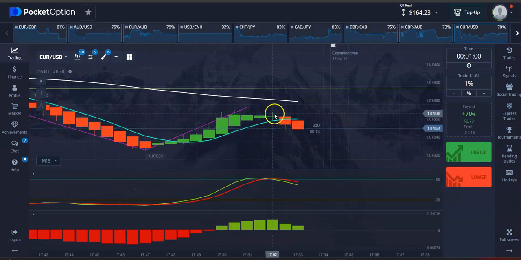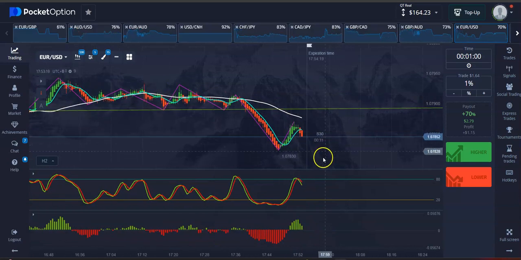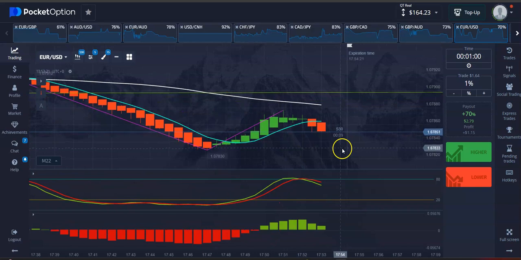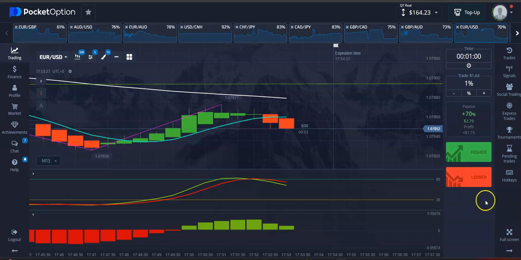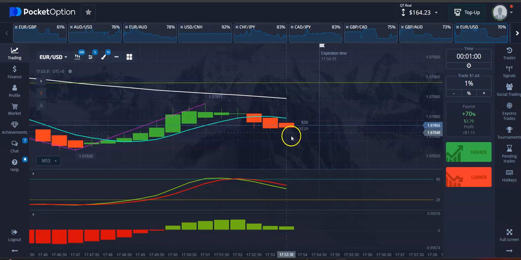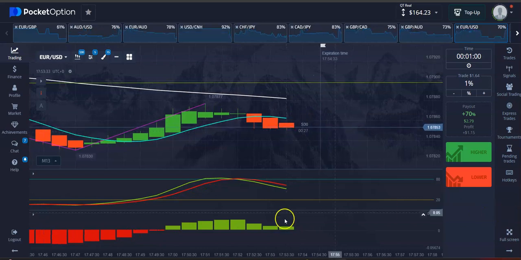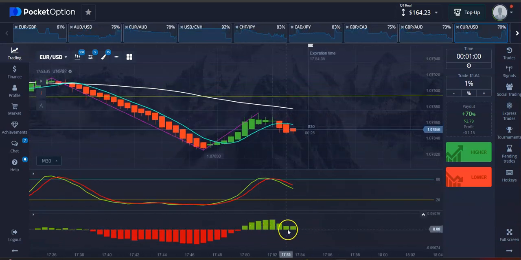This one would be a good one. Right, let me see if this one goes back a little bit more so we can place a trade. I really doubt it because the downtrend already started. You can see the candles are getting smaller.